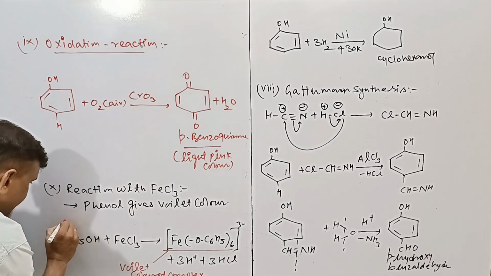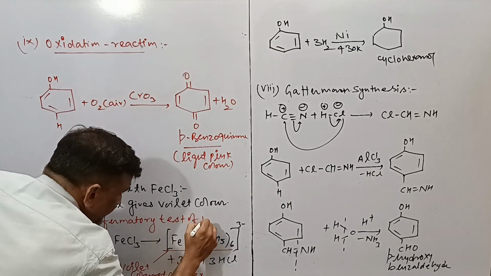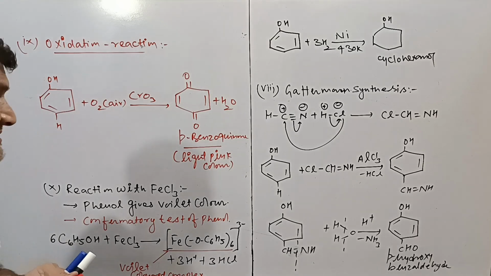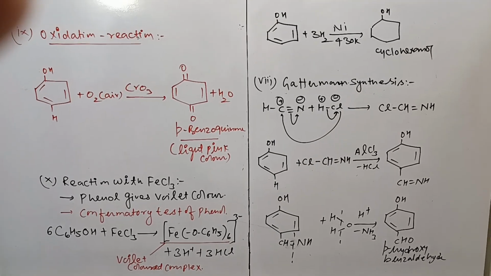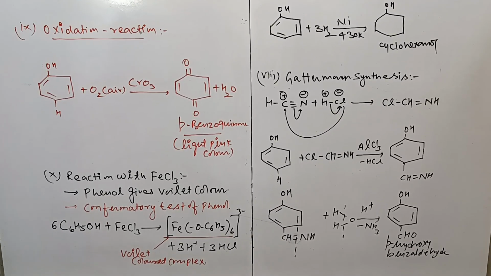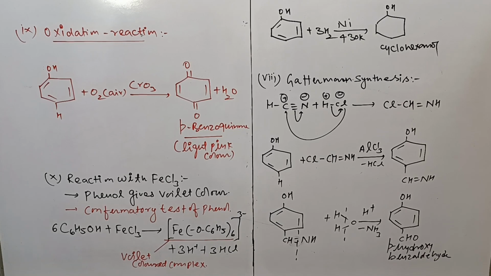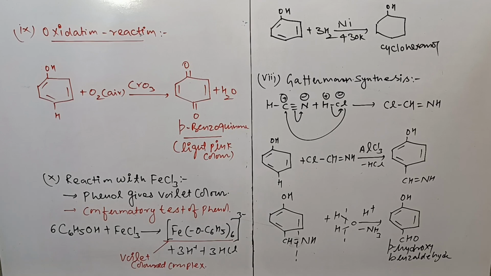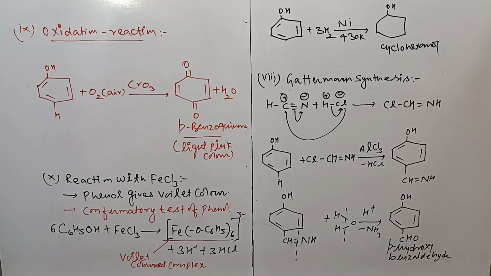So we can write here, it is a confirmatory test of phenol also. So go through properly with these 10 reactions. These are all very important. If violet color is not visible, then you can see. Just a minute. Yes, now everything is okay. So this is the very important part of the reaction. Go through properly, because it is the last part of the chemical properties of phenol. After that we'll go with one of your important topics, ether.